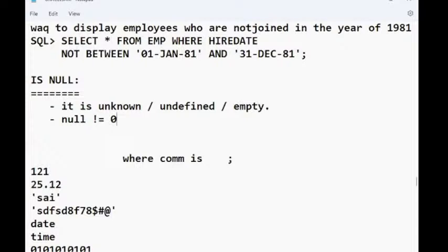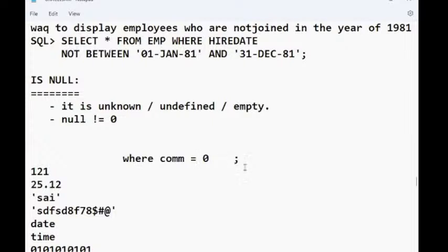Is it accepted? Yes, because 0 is a value. For example, here I have some 0. So now can I use the equal operator? Yes, of course, because 0 is what now? Some value. So commission is equal to 0. Yes, correct. The equal operator works here because 0 is treated as a value.